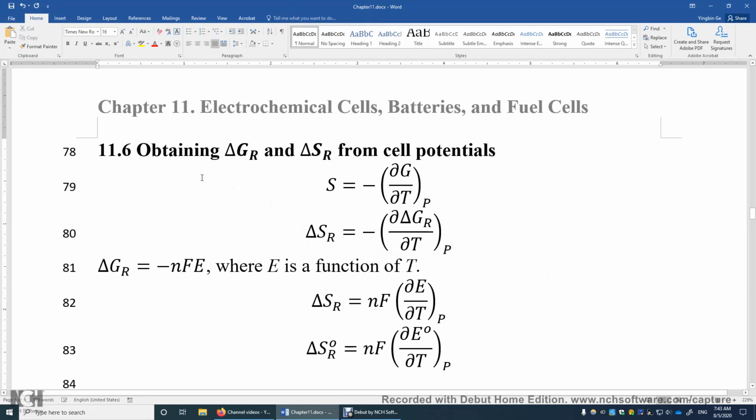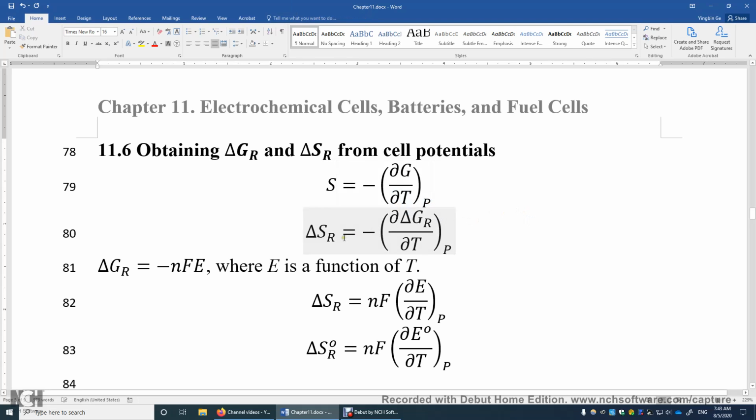Section 11.6 Obtaining Gibbs energy of reaction and entropy of reaction from cell potentials. First, let's review entropy. dG equals negative S dT plus V dP. Write it down. When pressure is constant, V dP is 0. Cross it out. dG is equal to negative S dT. So entropy is negative dG over dT under constant pressure condition. So entropy, again, is negative delta G over delta T under constant pressure condition.